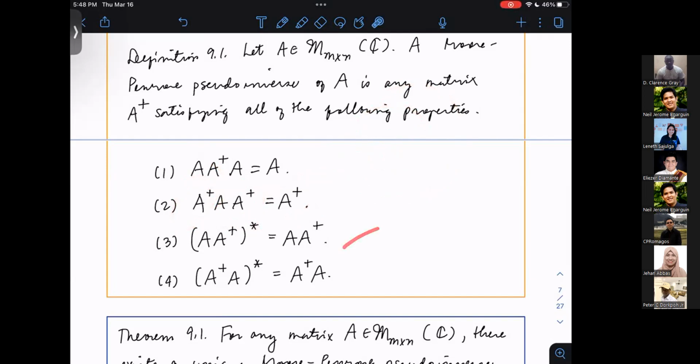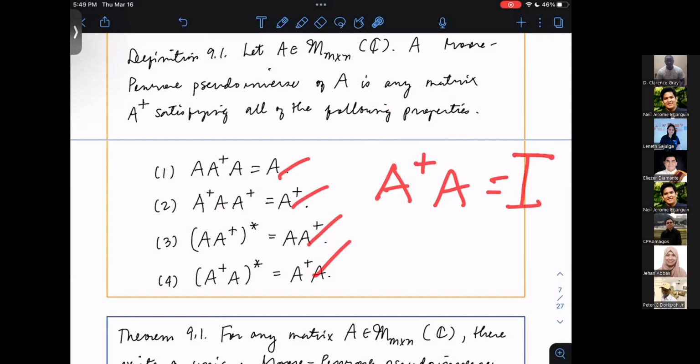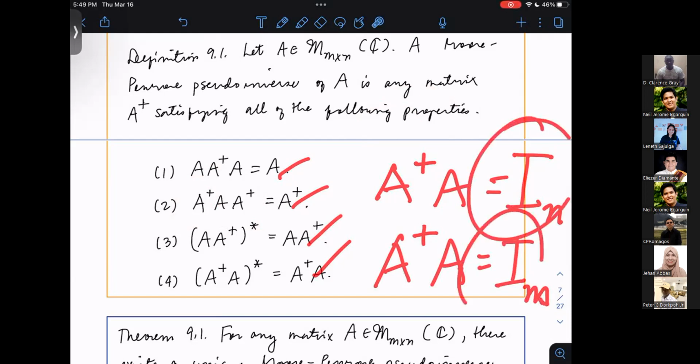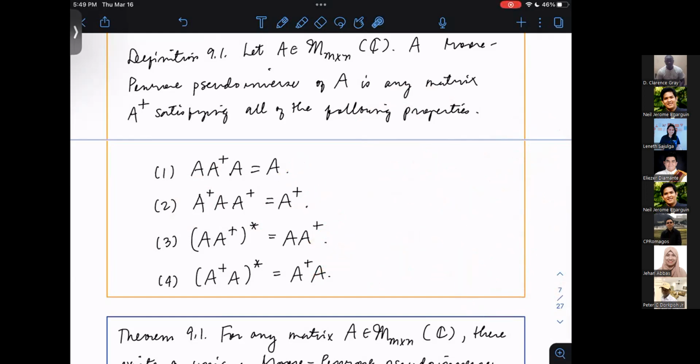And the same thing goes for property 3 and property 4, right? Because the conjugate transpose of the identity matrix is itself. Now, this might not make any sense or help us right now, because this is highly theoretical. But really the motivation behind this definition is that these 4 things will guarantee that A plus times A is an identity matrix of the right size, say size n, and A times A plus is an identity of size m. Because remember, A need not be a square matrix, so the sizes of these 2 different identity matrices might be different from each other.